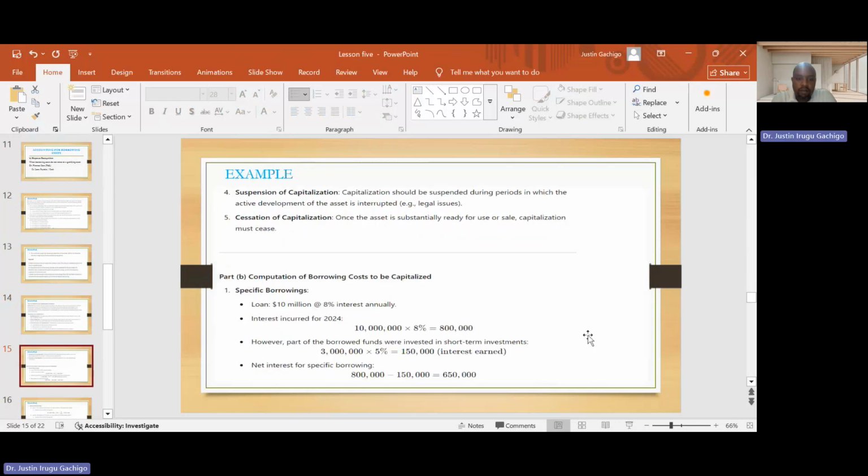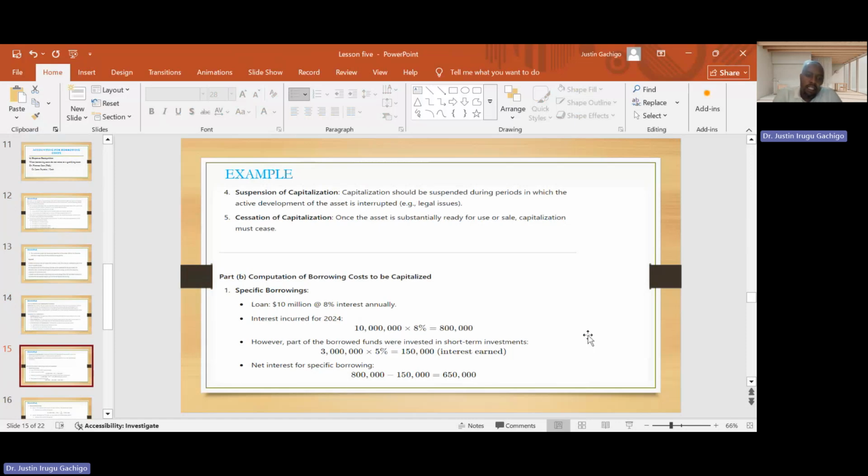Then you have the suspension of capitalization. Capitalization should be suspended during periods in which active development of the asset is interrupted. Then we have cessation: once the asset is substantially ready for use or sale, capitalization must cease.